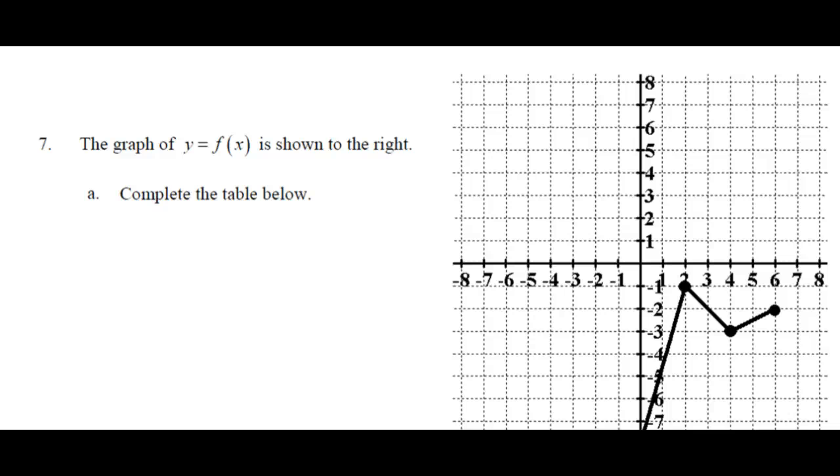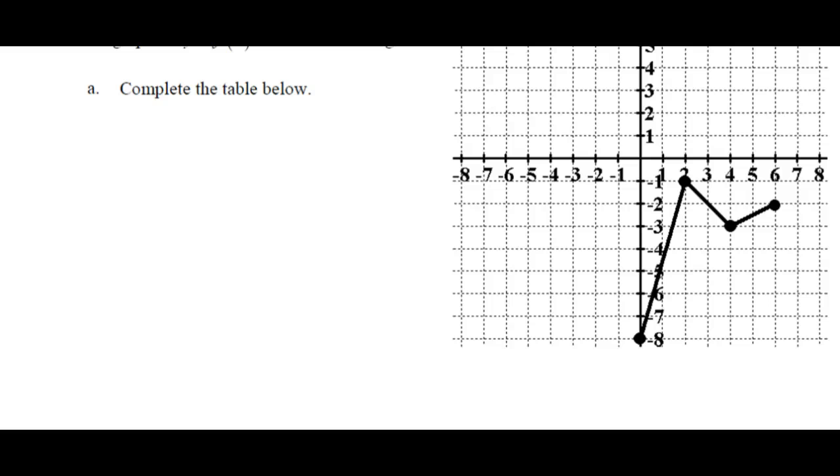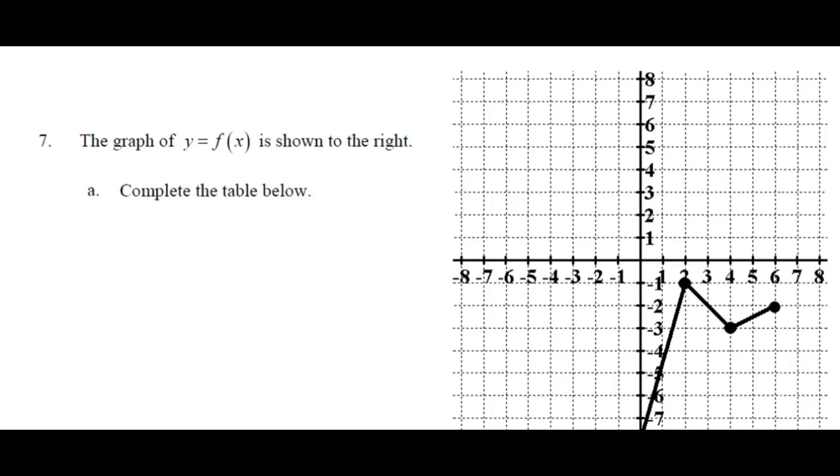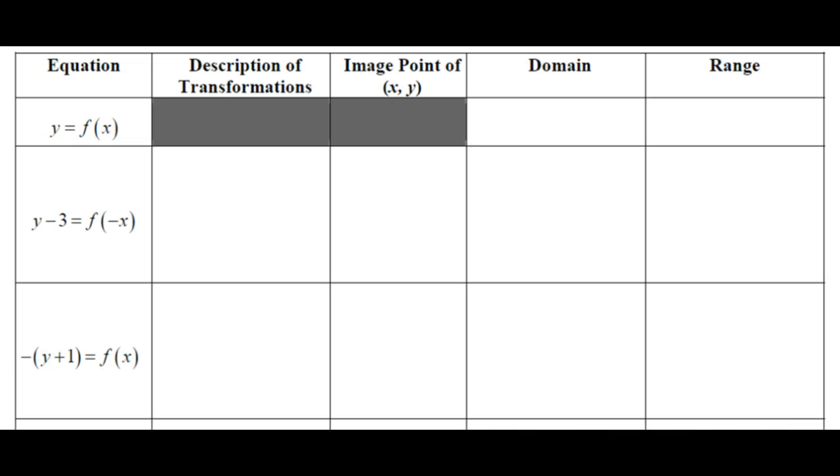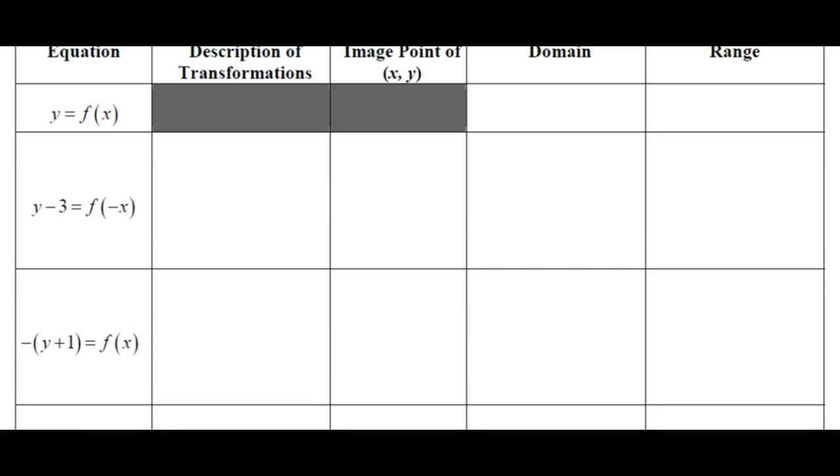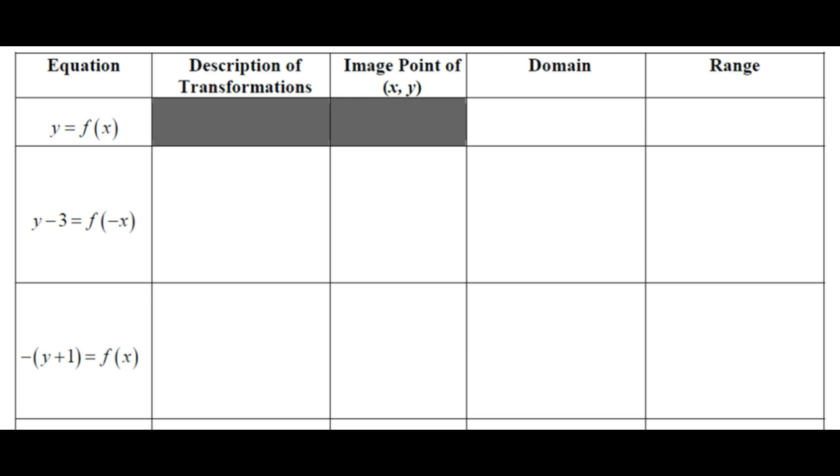Okay, the graph of y equals f of x, which is not graphable on a graphing calculator, right? I mean, you can't just plug in an equation. It is shown below. Wow. So complete the table below, which must be for me on the other page. Okay, so what do we got? Description of transformations, the image point, the domain, and the range. All right, let's start just by filling in the domain and range of the original. So what is the domain and range of the original?